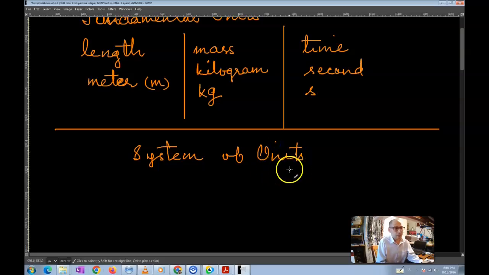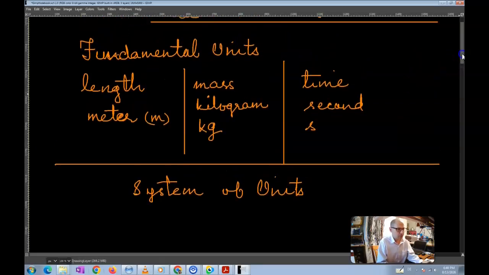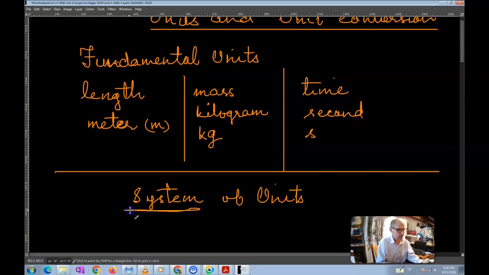So what is a system of units? A system of units is essentially a system that tells you what to use for measurement. Based on a particular system of units, for length the unit is the meter, the unit for mass is the kilogram, and the unit for time is the second. In some other system, all of these might be different.